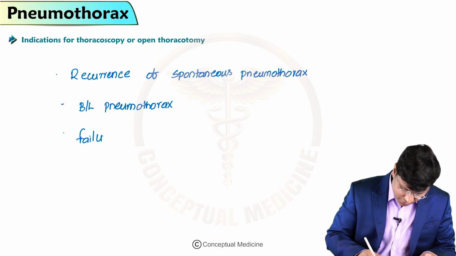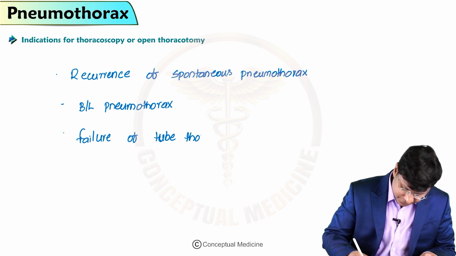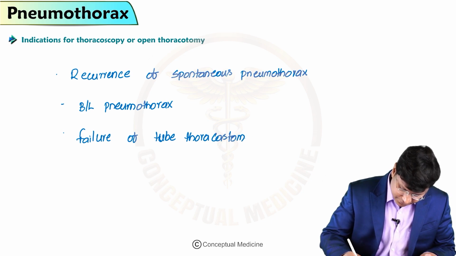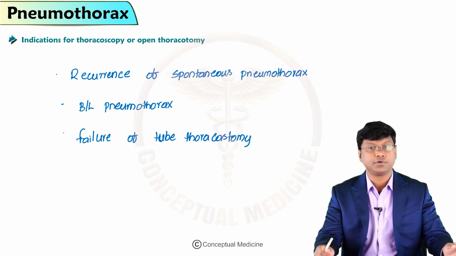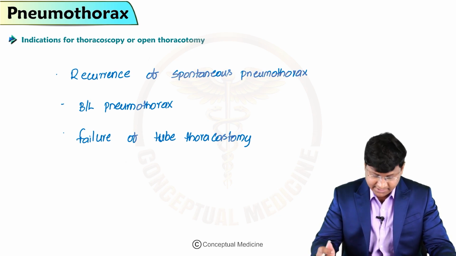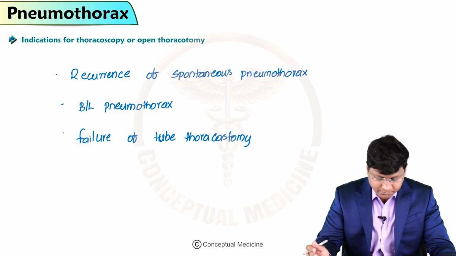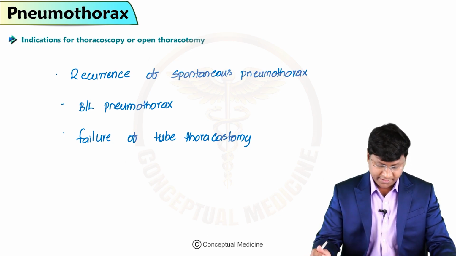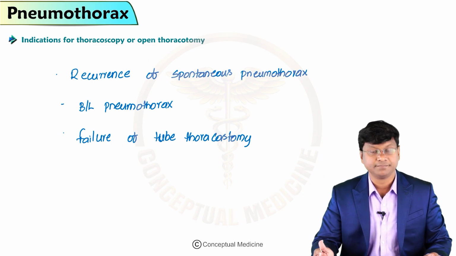So, in failure of tube thoracostomy, there is failure of lung to re-expand, or there is persistent leak. So in this scenario, you need to do thoracoscopy or the open thoracotomy.